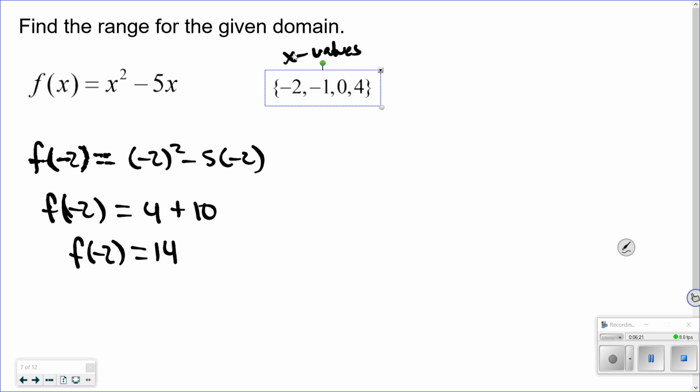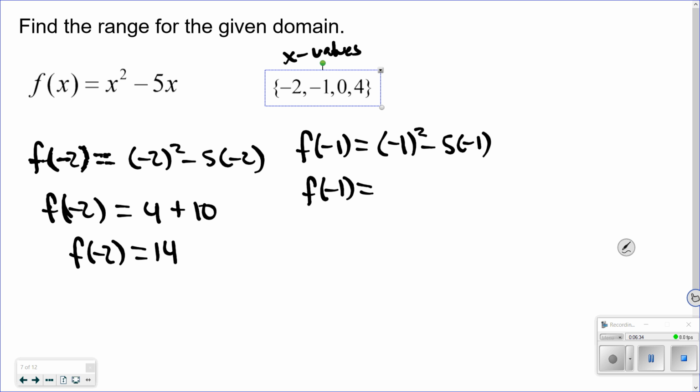Then it wants me to do f of negative 1. Do the exact same thing. You just plug a negative 1 in. So I get negative 1 squared minus 5 times negative 1. So f of negative 1 equals, that's 1. Minus 5 times a minus 1 makes it a plus 5. So I end up with 1 plus 5, so it comes out to be 6. Let's do 0. f of 0 is equal to, well, that's a pretty easy one because 0 squared minus 5 times 0. So f of 0 comes out to be 0.